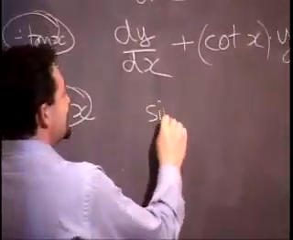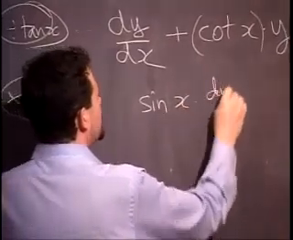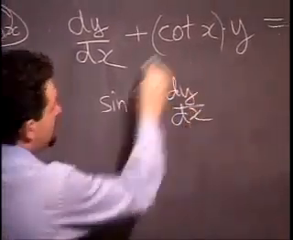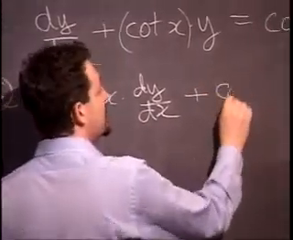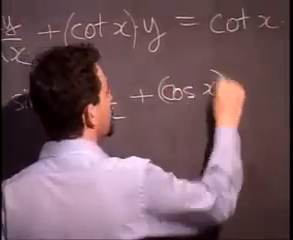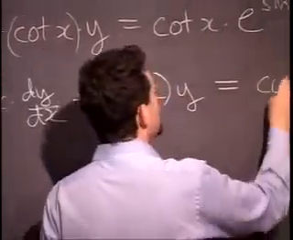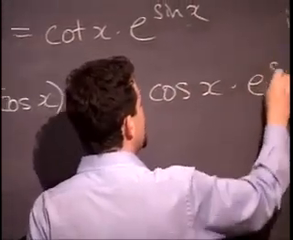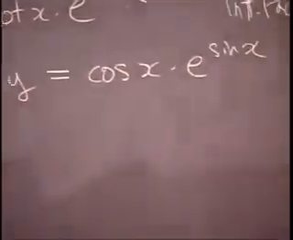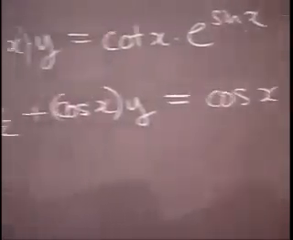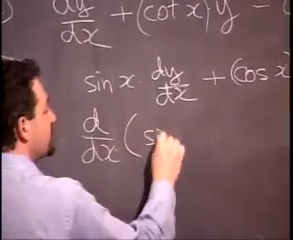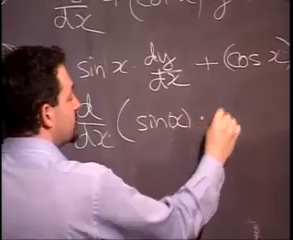You get sine x times dy dx. Well, cotangent is cosine over sine, so actually the sines cancel out, and you get cosine x times y equals cosine x times e to the sine x. And this isn't so bad. Again, the left-hand side always factors into just the integrating factor times y.